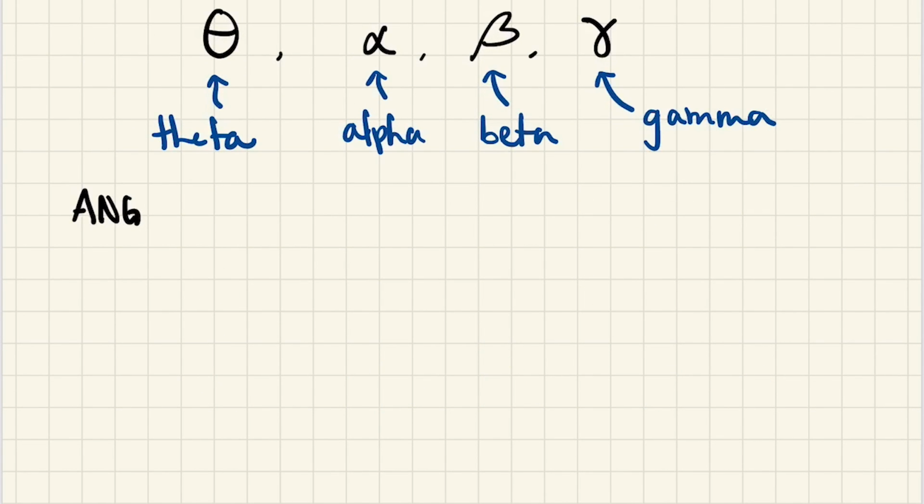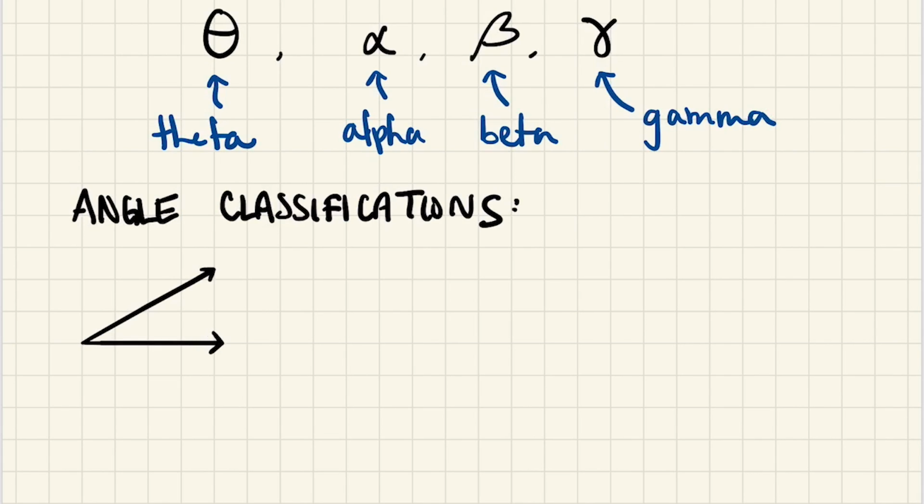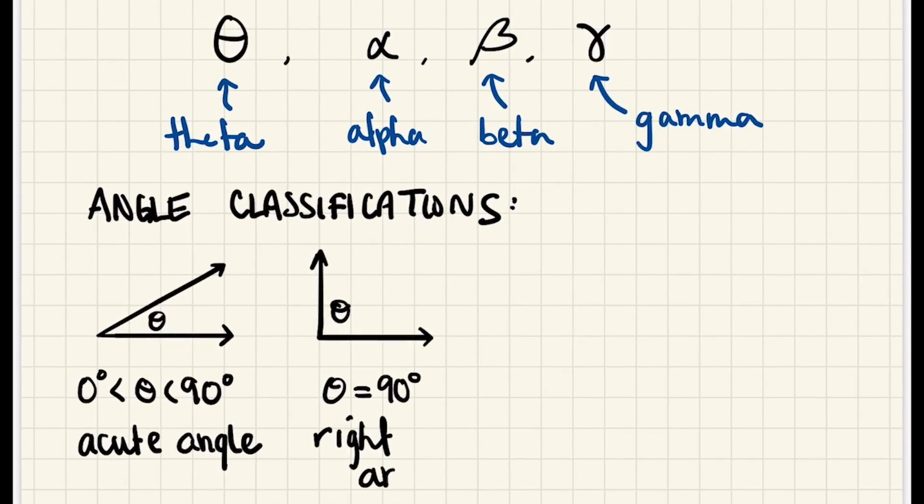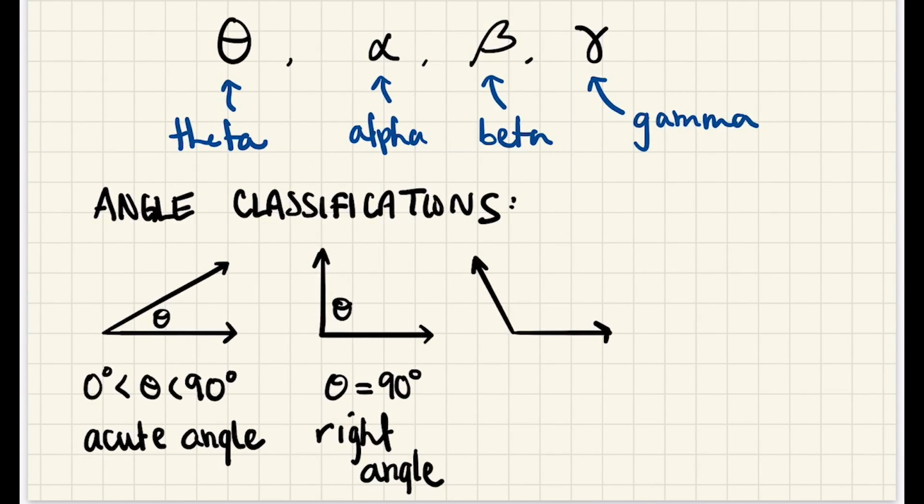Okay, let's look at some angle classifications. So an angle between 0 degrees and 90 degrees is called an acute angle. An angle measuring exactly 90 degrees is called a right angle. An angle measuring between 90 degrees and 180 degrees is called an obtuse angle.